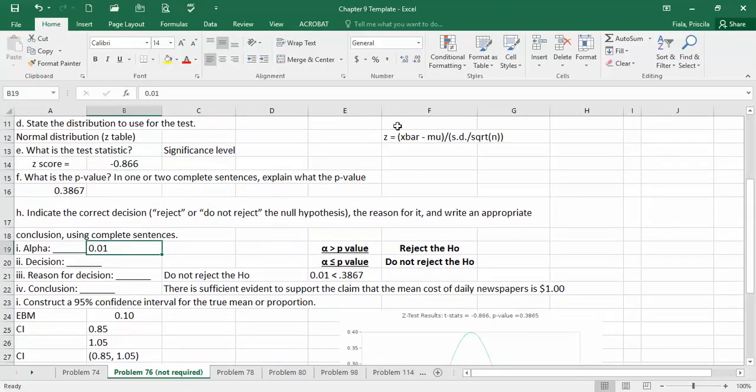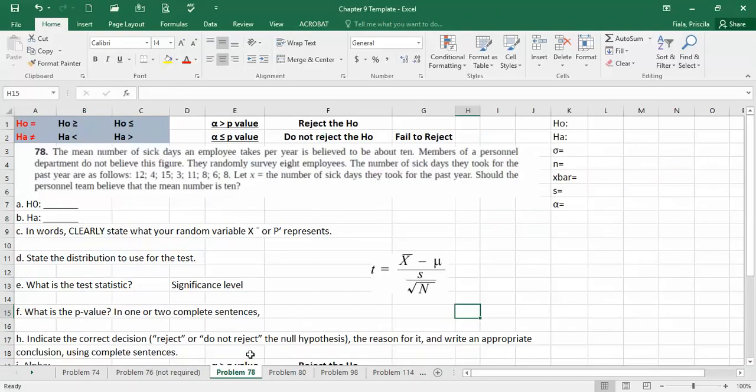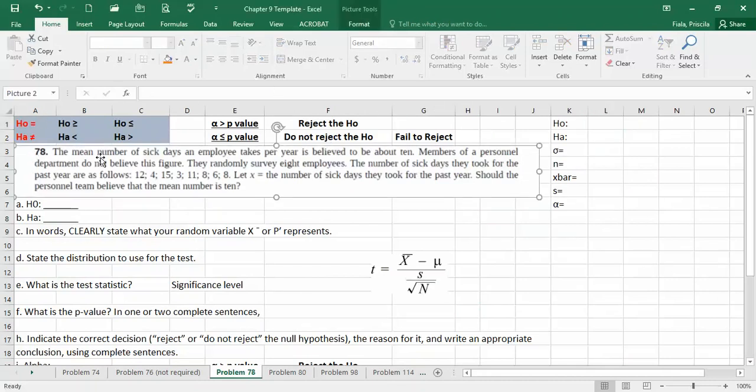Therefore, it changed the confidence level. So it was a good thing that I showed problem 76. Let's go to problem 78, which I can tell you right away is also a two-tail. And let's read the problem, and you're going to notice quite a few differences. That's why I want to go over 78.